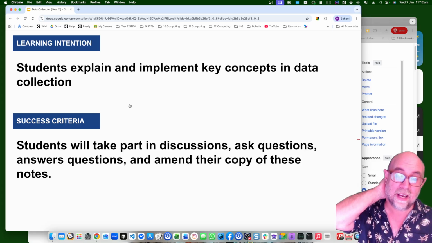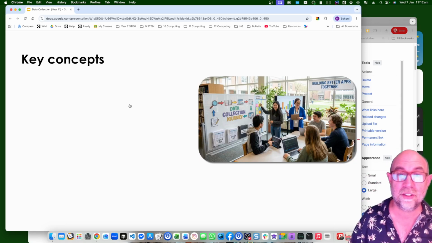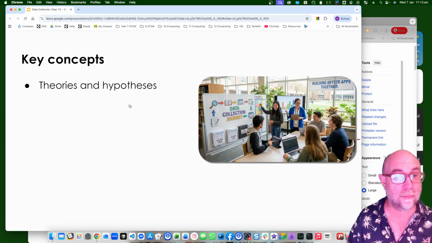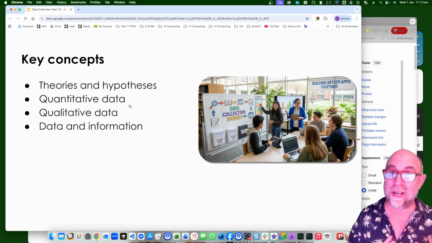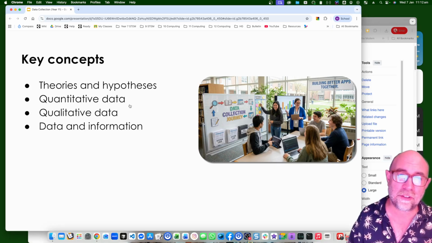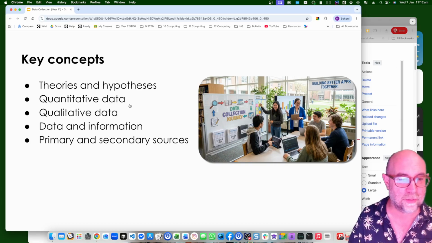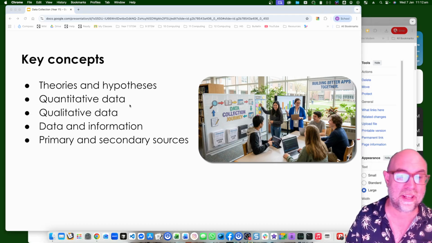So, students can explain and implement key concepts in data collection. Now, I know that's pretty vague, but I am going to unpack what those key concepts are. You're going to know the difference between a theory and a hypothesis, and you should be able to define both of those. You should understand what quantitative data is and qualitative data, and again, the difference between those. Between data and information, I have to say there is a textbook definition, which is what I'll be presenting today, but the line between those two is not quite as bright as I would like. Primary and secondary sources, they're a pretty clear distinction, and you've probably learnt about that in other subjects too. So that's what we're going to be looking at today.